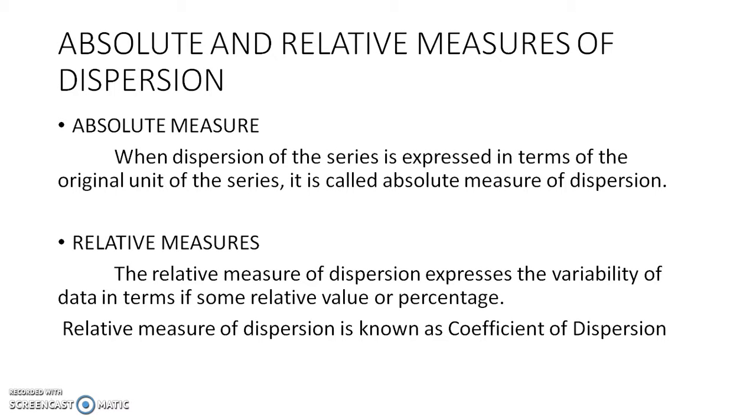There are two types of measures of dispersion, absolute and relative measures of dispersion. Absolute, when dispersion of the series is expressed in terms of the original unit of the series. It is called absolute measure of dispersion. For example, dispersion of a price series would be expressed in terms of rupees. Dispersion of a weight series would be expressed in terms of kilograms.